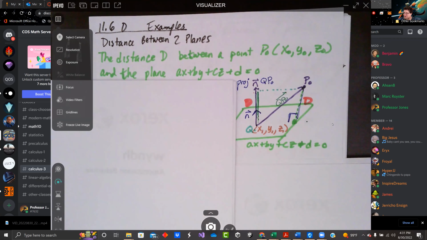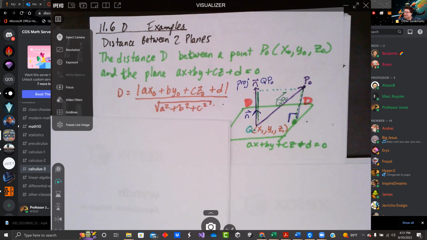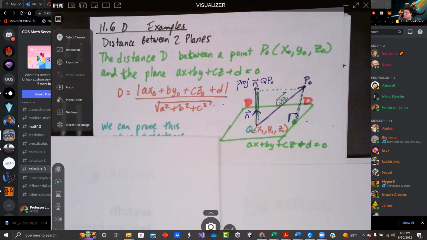So we're going to work with projections. And if we do that, we are going to end up with the formula: the magnitude of AX naught plus BY naught plus CZ naught plus D, divided by the square root of A squared plus B squared plus C squared. And what do we know about that? That's just the norm of the normal. It's the norm on the bottom. So let's just prove it using projections.